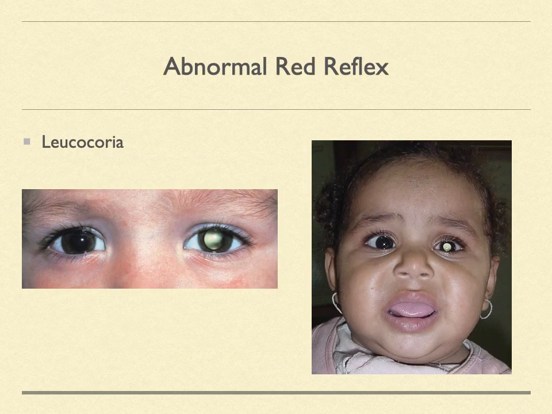Abnormal reflex: we can look at a child coming with a yellowish reflex instead of the red reflex we normally see, and this means that we have a mass behind the pupil. We call it leukocoria, or white pupil, and this could be diagnostic in children for retinoblastoma, a malignant tumor coming at a young age from 1 to 4 years of age. So it's very easy to distinguish this by inspection.